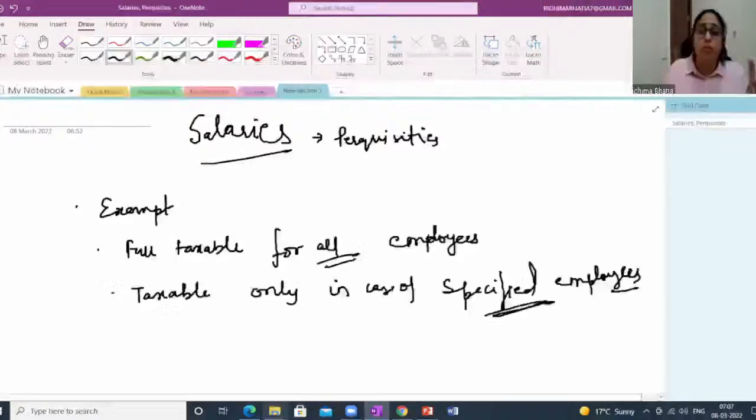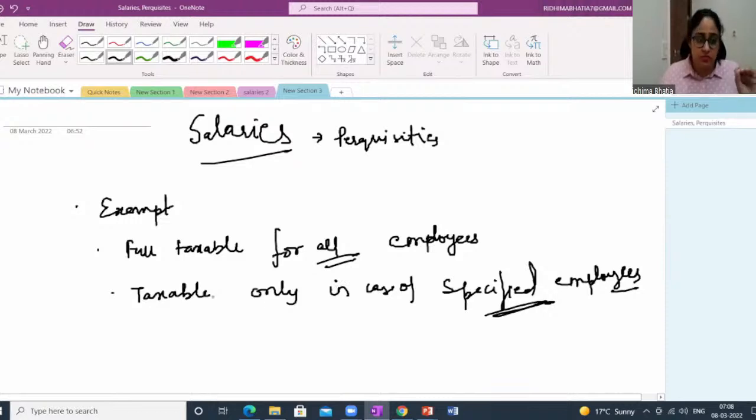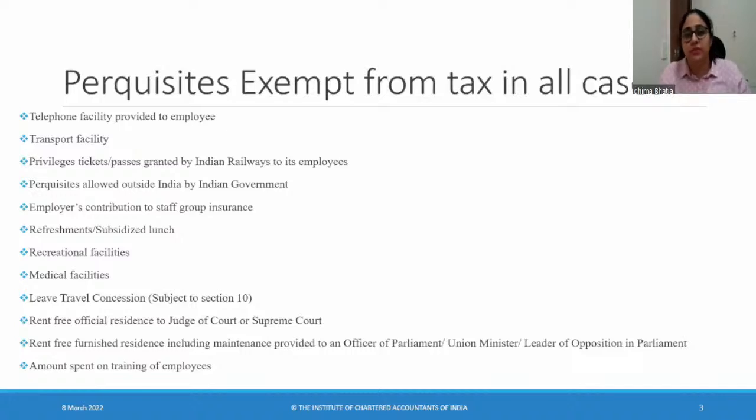Then perquisites which are fully taxable for all employees, and perquisites which are taxable only for those employees who come in the category of specified employees. So only the perquisites which are given to those employees would be taxable. Otherwise, if a perquisite falling in this category is given to a non-specified employee, it would not be taxable. So the first category which we begin with is perquisites which are exempt for all employees.